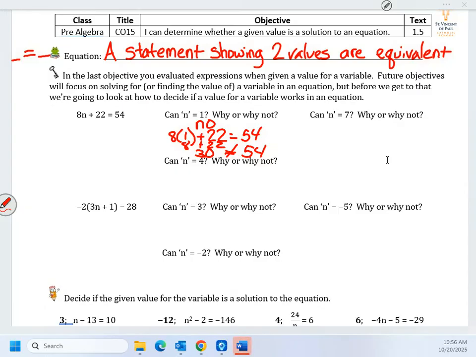Now let's look at, can n equal 7? Why or why not? Henry? No, it can't equal 7, because 8 times 7 is 56, and that's already bigger than 54. Then we're adding more on to it, so now it's definitely not. Because 56 plus 22 is going to be way bigger than 54, because 56 already is bigger.